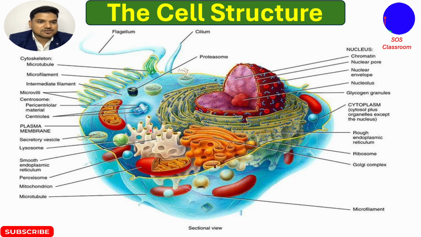There is no ribosome present on the smooth ER. Lysosome, secretory vesicles, plasma membrane, centrioles, centrosome, microvilli, microfilaments. These are all the cytoskeleton: microtubules, microfilaments, and intermediate filaments. This is the flagellum, and these are the cilia. So this is a very complicated structure, and we will discuss it in a very easy manner.